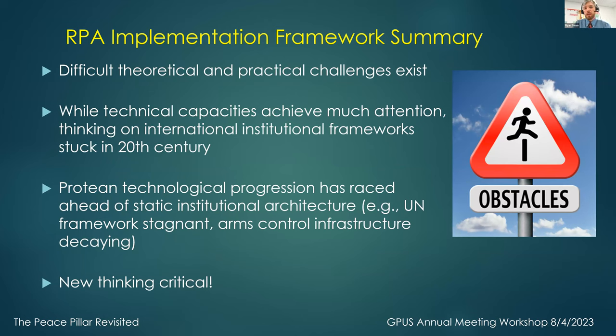Okay, so summary of RPA implementation framework. Basically, the idea is there. I feel the tools are there, but there are real challenges. There are structural challenges, there are practical challenges that will need to be overcome. So basically, institutional innovation is going to be a critical component of achieving an RPA, if it is to be achieved. Next slide, please.